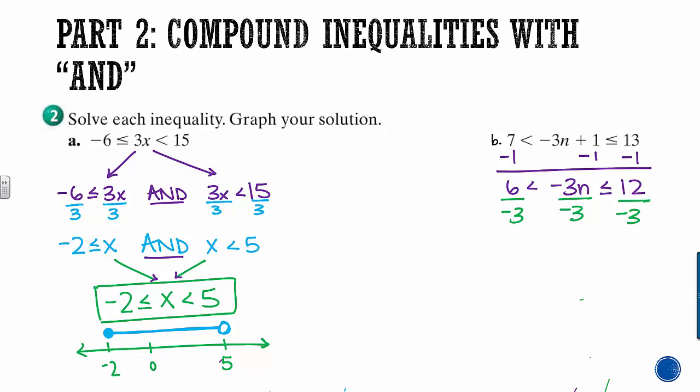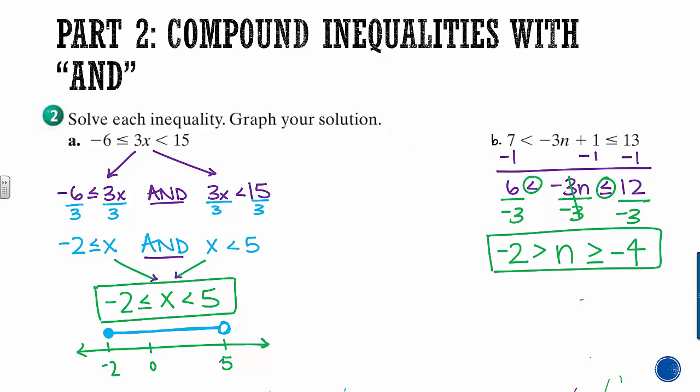So if we do 6 divided by negative 3, we get negative 2. And be very, very careful here with these signs. We divided by a negative number, so that means we have to switch them around. This goes away and we just get n. Switch that sign again. Remember, make sure alligators are walking together, not eating each other or running away from each other. And then 12 divided by negative 3 gives me negative 4.